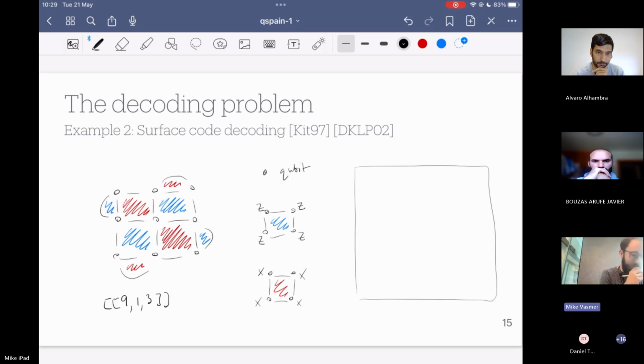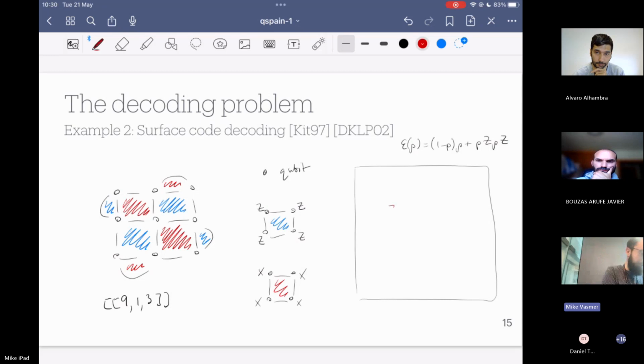And this allows you to change the protection of the code depending on what you need. One thing that's nice about these codes, where I've got this division of X and Z operators, so I have operators that only act as Pauli X and operators that only act as Pauli Z, is that I can consider the decoding problem separately. So let's consider just the phase flip channel. And then I'm going to have some errors, right?